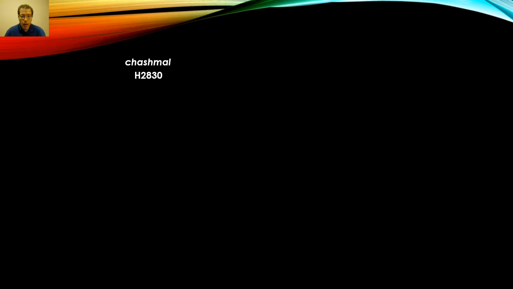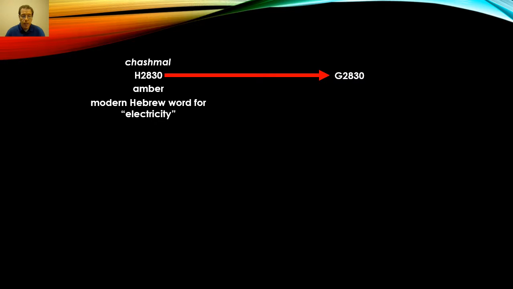Hashmal, H2830. Amber is what it is translated to, and it is the modern Hebrew word for electricity. Well, this kingdom is numbered, and we see the H2830 is numbered with G2830. G2830 is the word Kleidon. Kleidon, raging wave. It only occurs twice. It is translated raging once, wave once. It is numbered with the modern Hebrew word for electricity, hashmal.